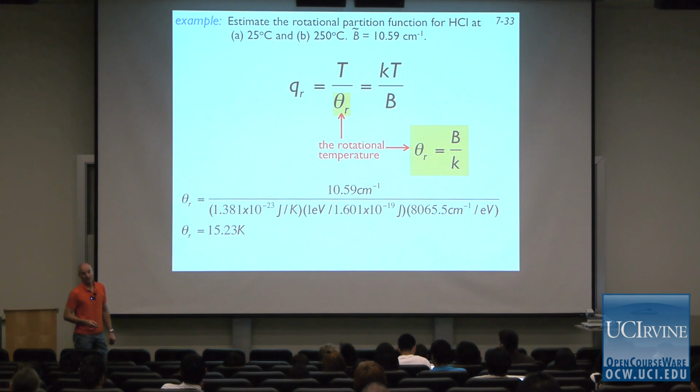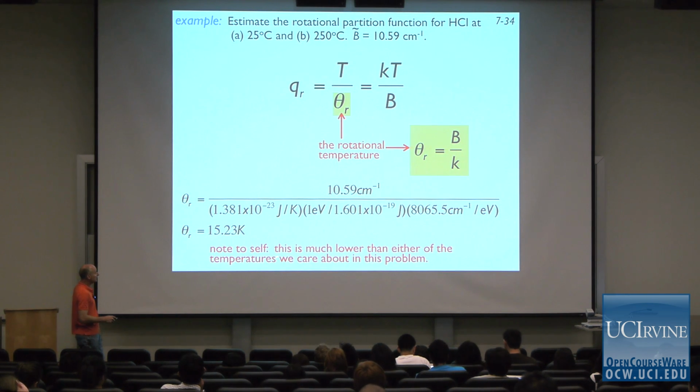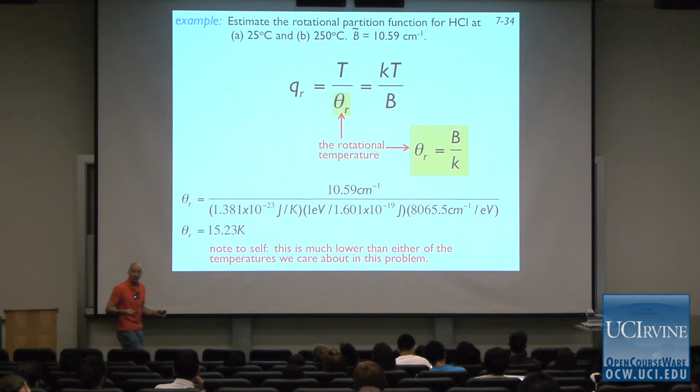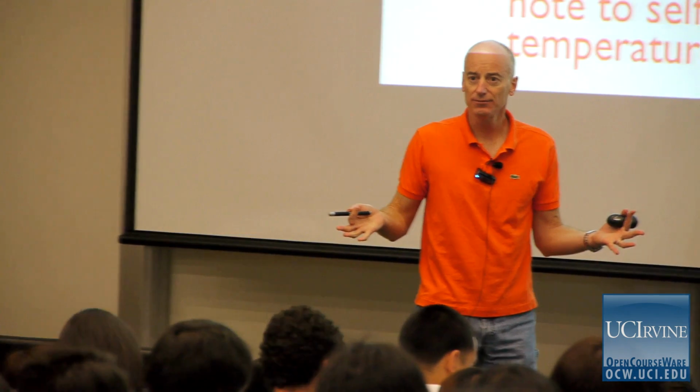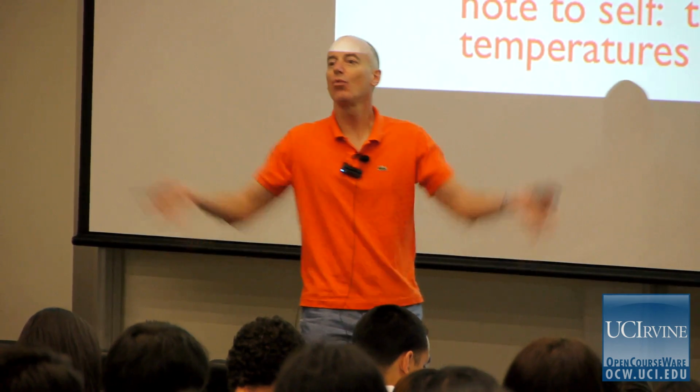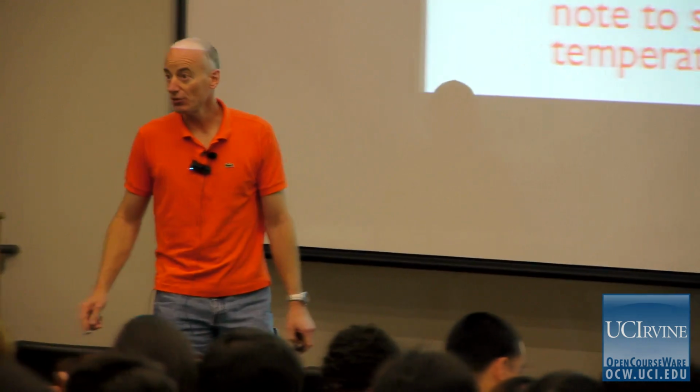Actually, it's usually colder than this. But that's pretty cold, 15 degrees Kelvin. So this temperature is much lower than either one of these target temperatures. That's 25 degrees C, not K. That's 250 degrees C. So we expect to have lots of thermally accessible rotational states, don't we? We're at temperatures way higher than the rotational temperature of this molecule.